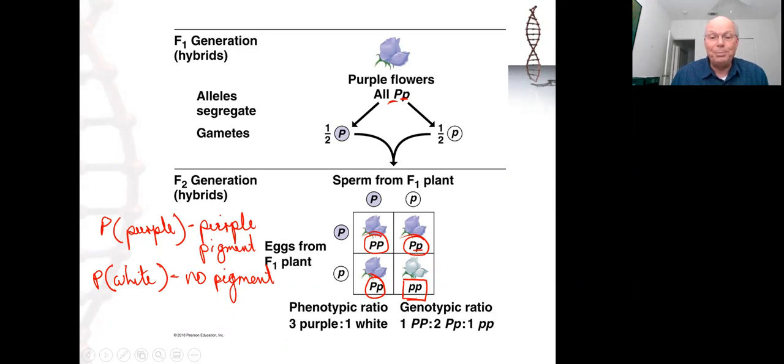So if you're given some numbers based on physical appearance and the ratio comes out at 3:1, you know you're looking at something that is Mendel based. If you're given some genotype ratio data and the ratio comes out at 1:2:1, again, you know you're dealing with something that is Mendel based. These are absolute.